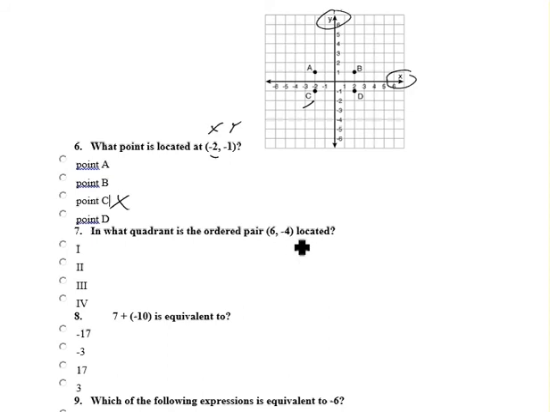In which quadrant is the ordered pair 6, negative 4? So 6 positive, negative 4, right here. So this is quadrant 1. This is quadrant 2. This is quadrant 3. And this is quadrant 4. And they use Roman numerals. So I'm in quadrant 4.